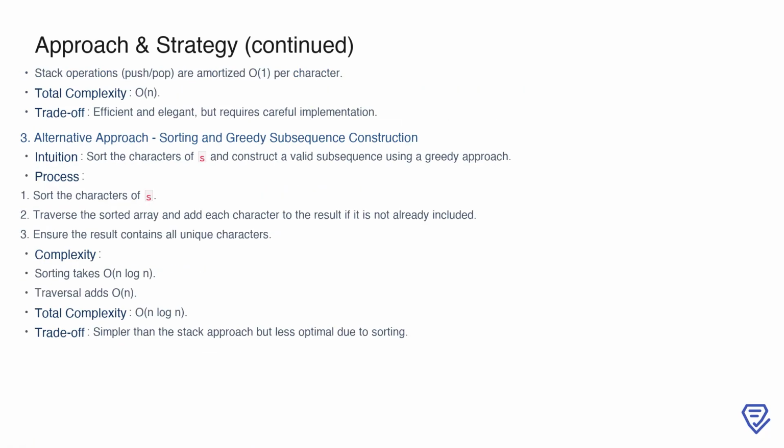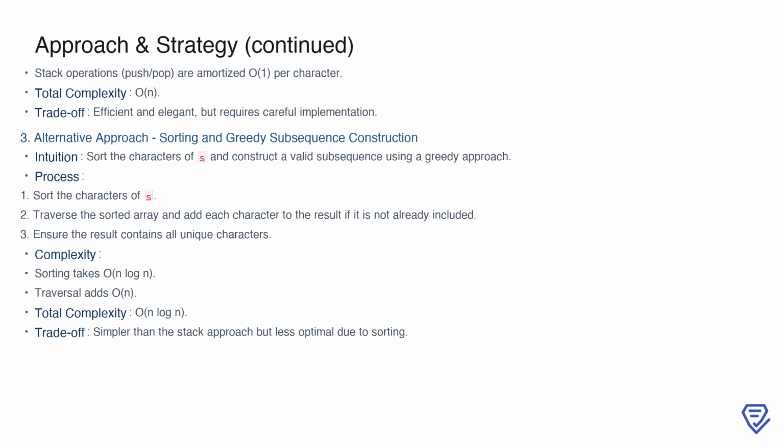The efficiency of this greedy algorithm comes from its use of linear traversal and stack operations that are amortized O(1) per character. This results in a total time complexity of O(n), making it highly efficient for large inputs. While this approach is elegant and efficient, it does require careful implementation to manage the auxiliary structures and ensure correctness.